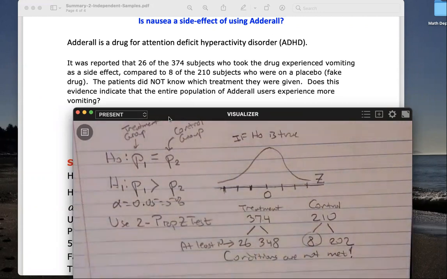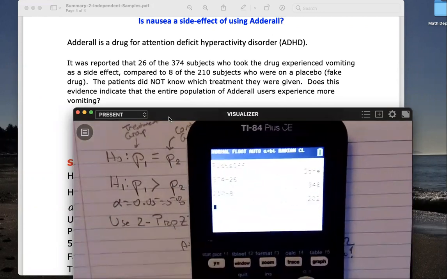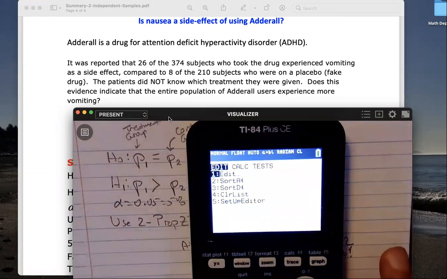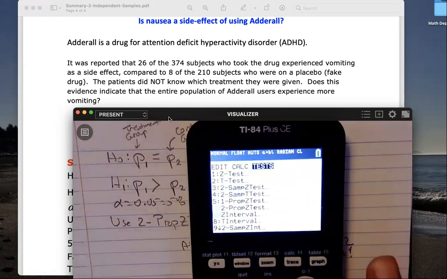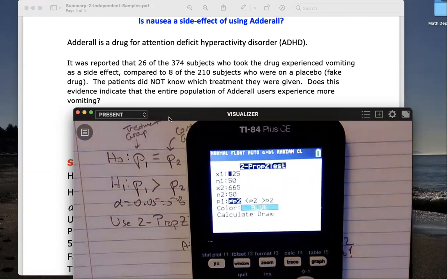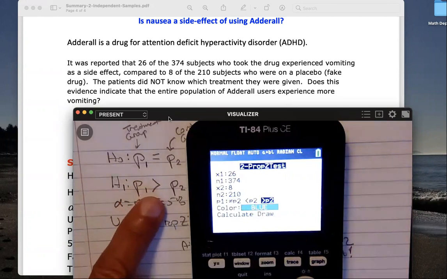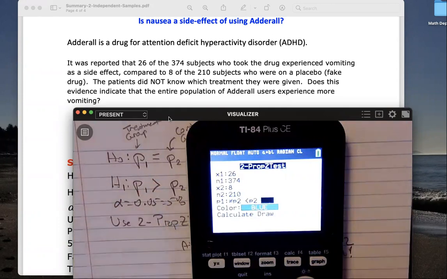So what we need to do is put this into our calculator. Press stat, go over to test, go down to 2-PropZTest. So X1, this is our treatment group. That would be the 26 out of the 374 who are feeling nauseous. How about the control group? We had 8 out of the 210 who were feeling nauseous. Now we need to highlight the greater than and hit enter. Got p1 greater than p2. Then highlight calculate and hit enter.